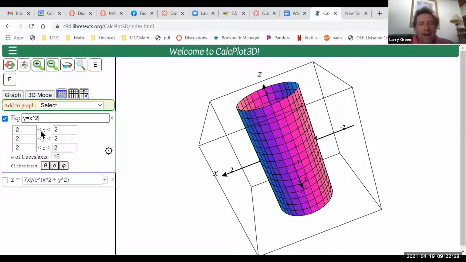Okay, but now, just to be different, we're changing context. If you're looking at y equals x squared in the xy plane, yeah, that's a parabola. But now we're moving to 3 dimensions. We're not going to look at y equals x squared in the xy plane. We're looking at y equals x squared in xyz 3-dimensional space. And that changes things. So I'm going to click enter.